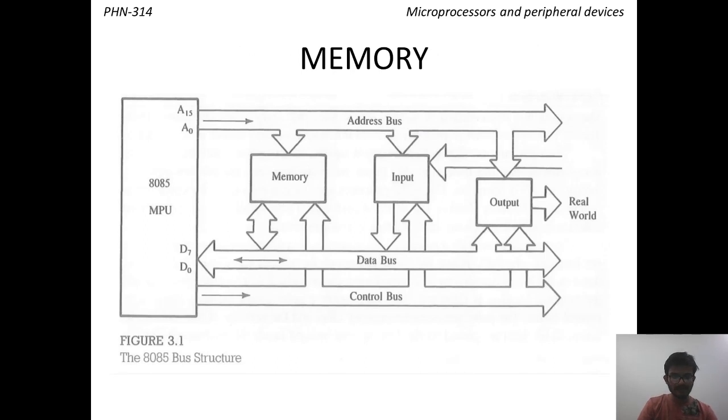The memory elements store the binary data and predefined instructions for the microprocessor. As shown on the screen, the microprocessor uses address buses to send the address of a memory register and uses the data bus and control bus to read or write on the register.